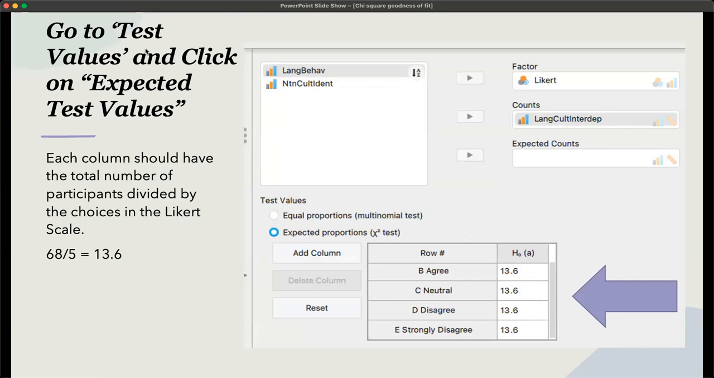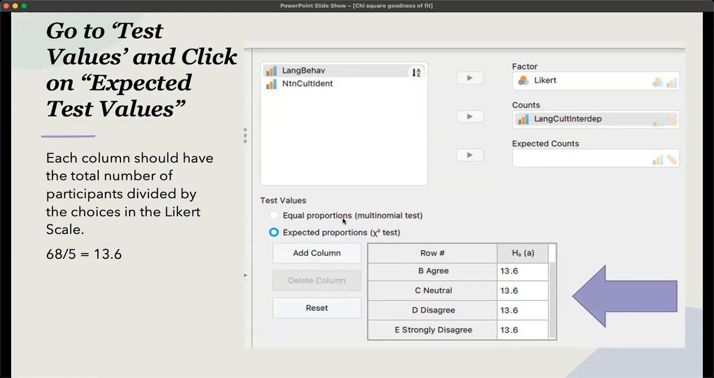And then you would go down to test values. Now, here we have equal proportions, so we don't need to put in the equal proportions here. In this case, I'm showing you what the equal proportions would look like under expected proportions, but you don't need to do that because we're using a multinomial test and we are believing that they're equal.